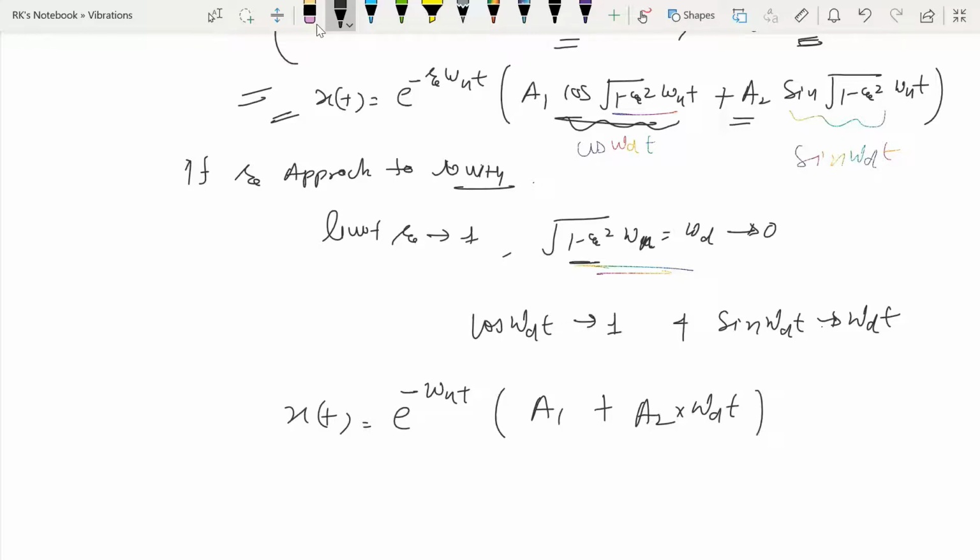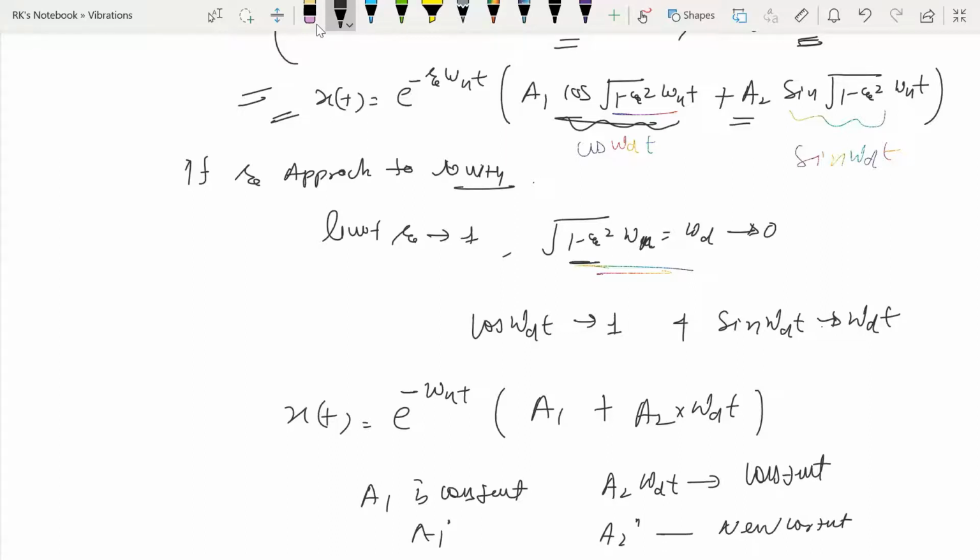So here omega, now we can say this a1 is a constant, and this a2 multiplied by omega d t is also a constant. So now we can write a1 and a2 omega d t as a1 prime and a2 prime. These are the new constants.